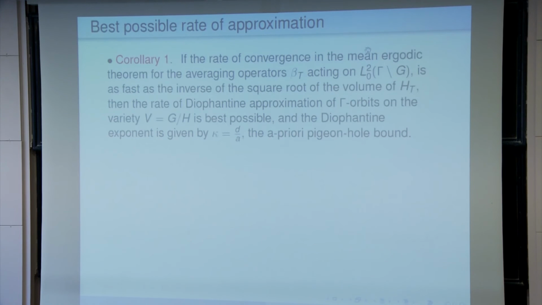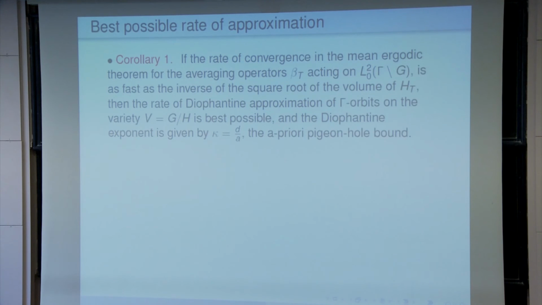So can we get decay which is as good as that? The corollary that we have is that if the rate of convergence in the mean ergodic theorem for the averaging operators β_t acting on L2(G mod Γ) is as fast as the inverse of the square root of the volume, then the rate of Diophantine approximation of Γ orbits on the variety V equals G mod H is best possible. And the Diophantine exponent is given then by κ equals D over A, the a priori pigeonhole bound.